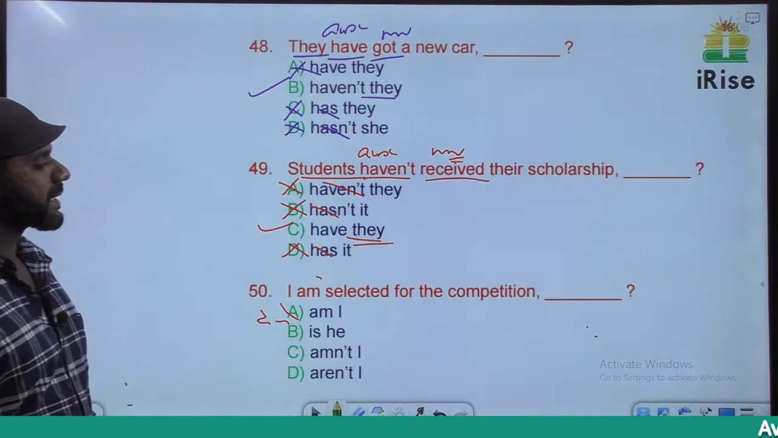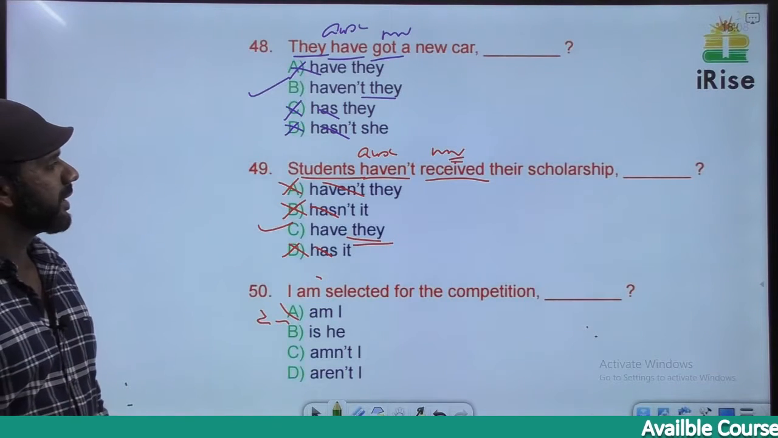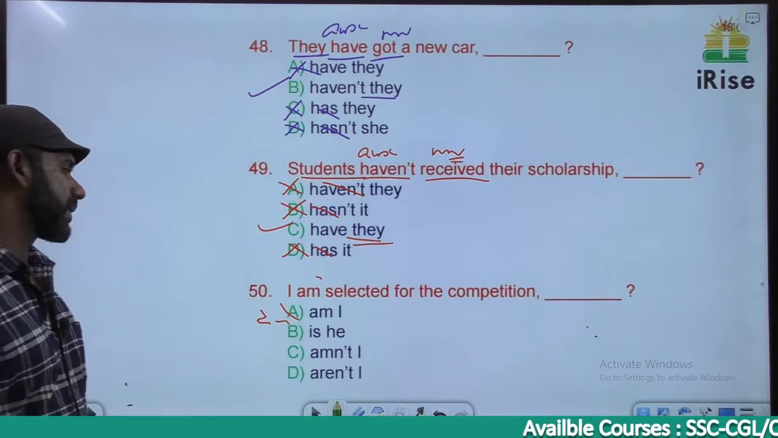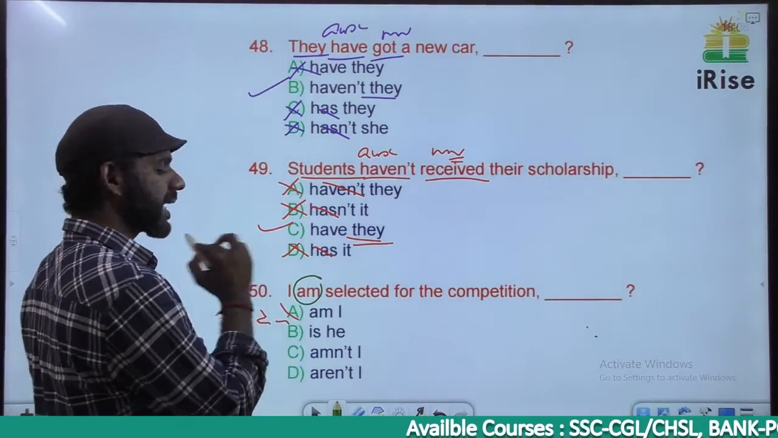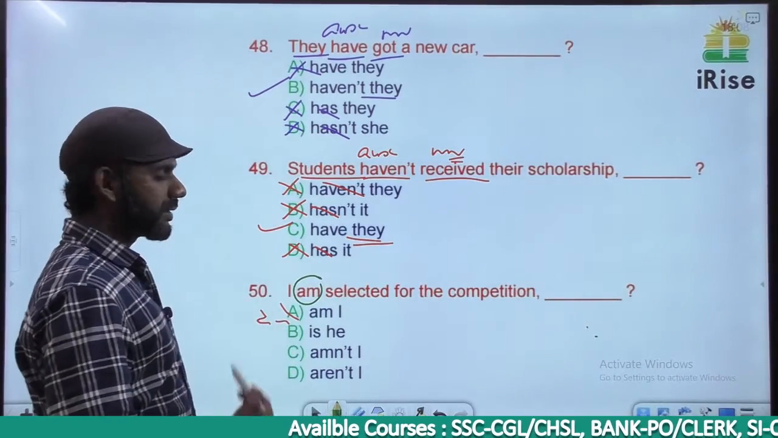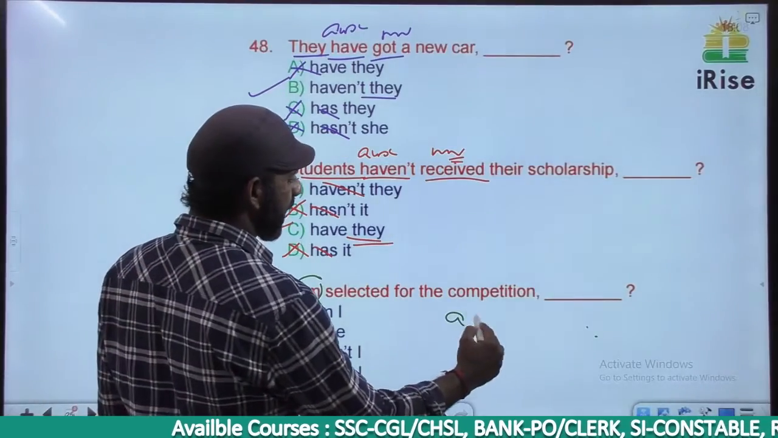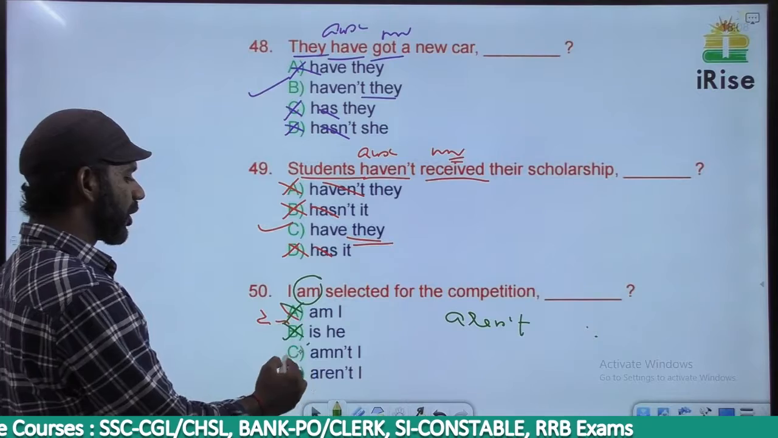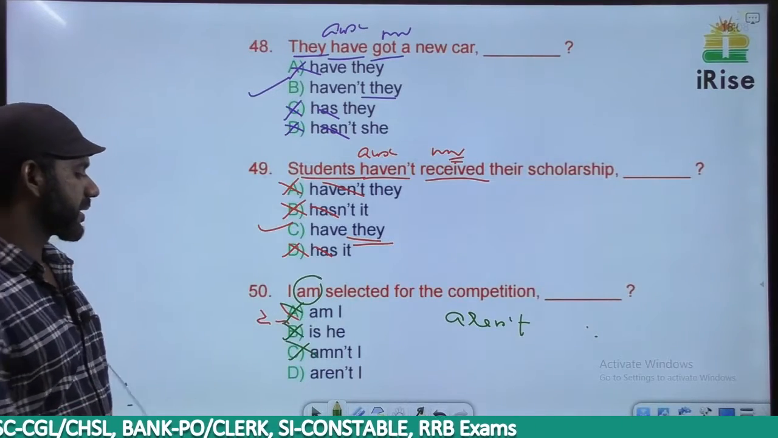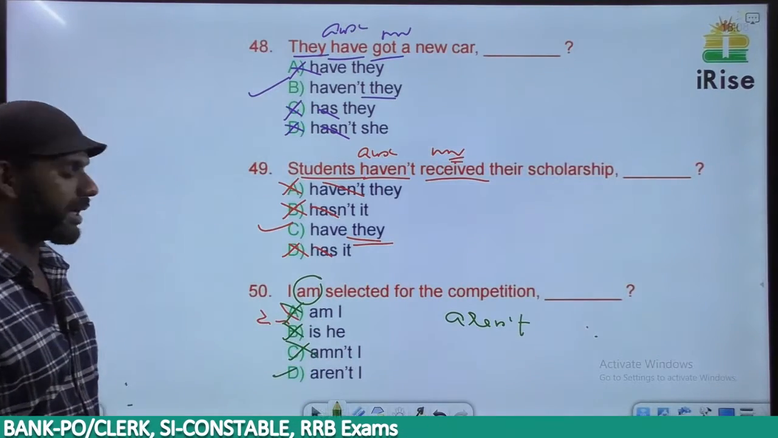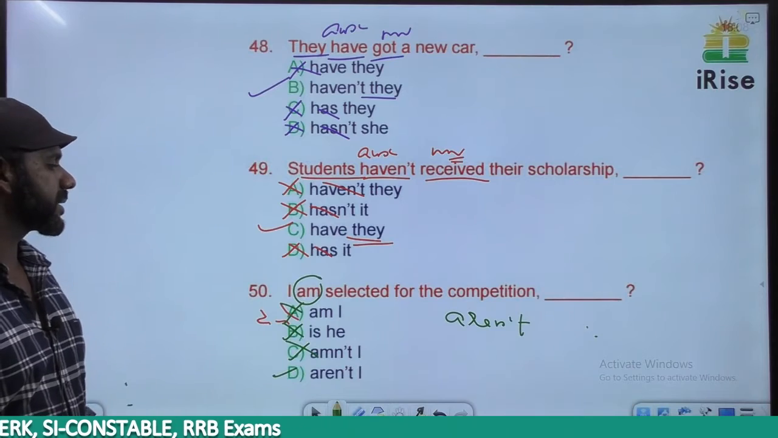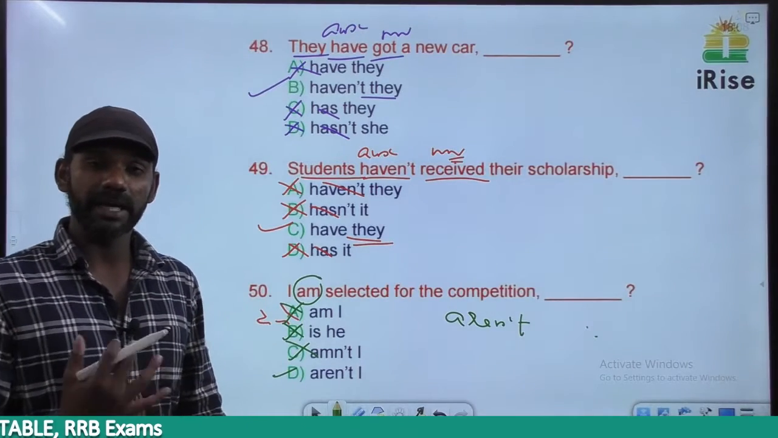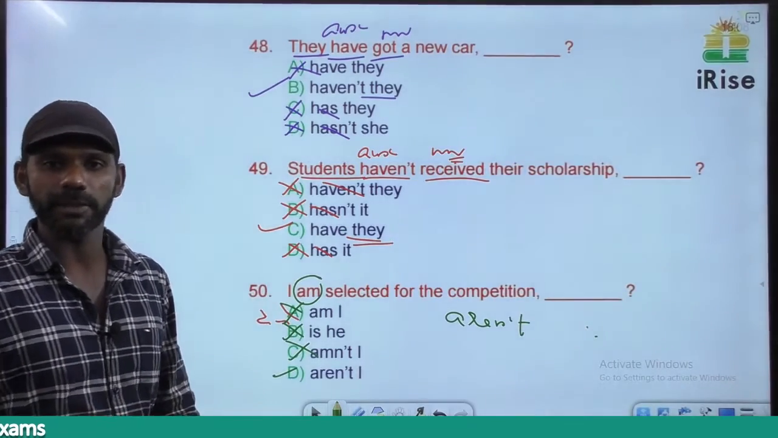I am selected for the competition. The auxiliary verb here is am. No negative term. The tag must be negative. Am not changes to aren't. A is gone, B is gone, C is gone. The subject here is I, so it must be aren't I. I am selected for the competition, aren't I? It means aren't I selected for the competition?